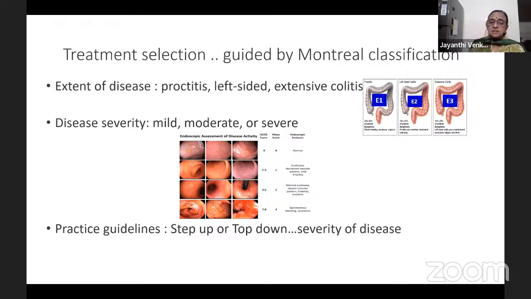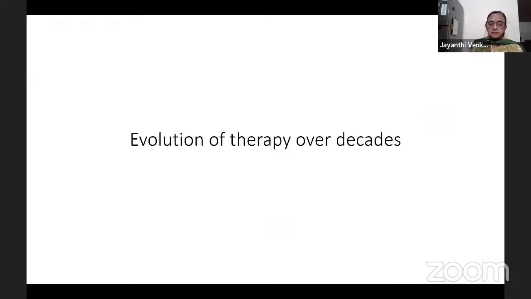So the treatment selection is largely based on the Montreal classification, and this gives us information on the extent of the disease, whether the disease is proctitis, left-sided colitis, or extensive colitis, as designated by E1, E2, and E3. And the disease severity is essentially classified as mild, moderate, or severe based on the UCI scoring as well as the Mayo scoring. And practice guidelines as of today are largely either a step-up or a top-down procedure, largely based on the severity of the disease.